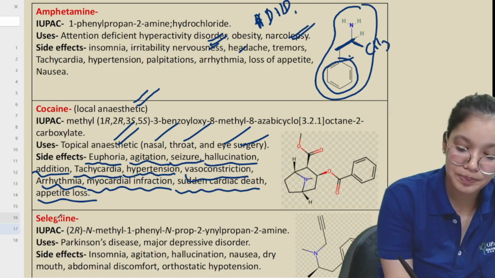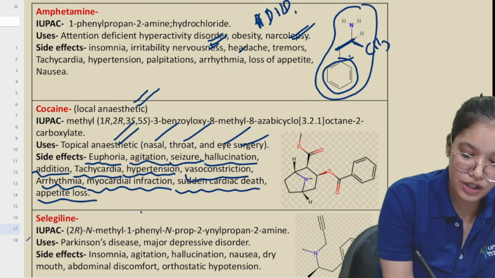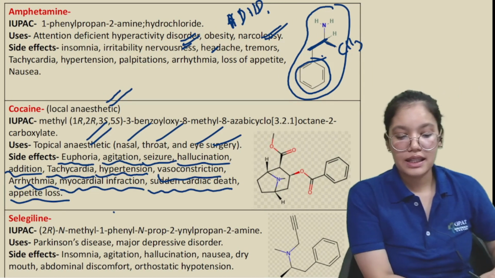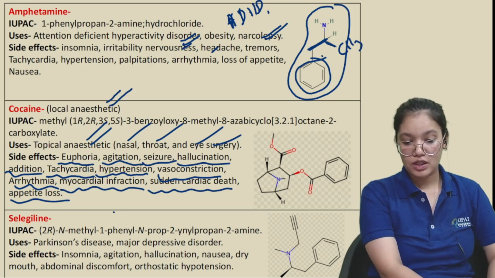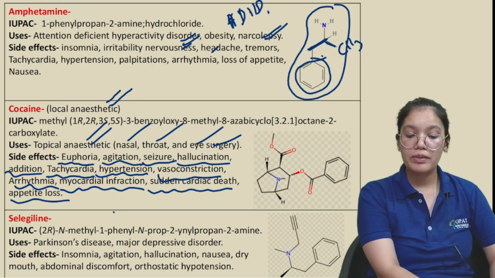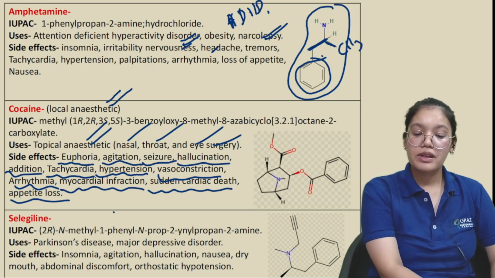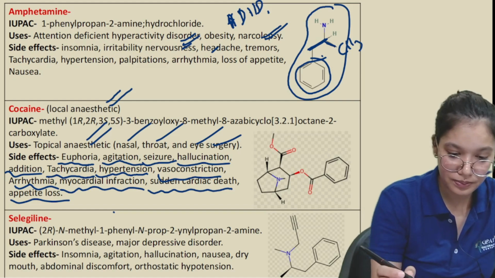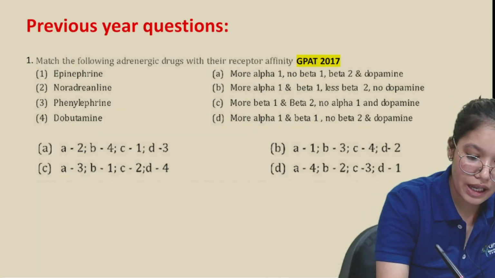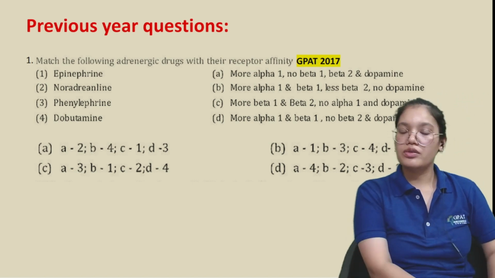Then we have the salicylic. Now salicylic is the next drug here. It is used in Parkinson disease and major depressive disorder. Side effects again: insomnia, agitation, hallucination, nausea, dry mouth, abdominal discomfort, orthostatic hypertension, all that. Now these were all about the drugs we have discussed.